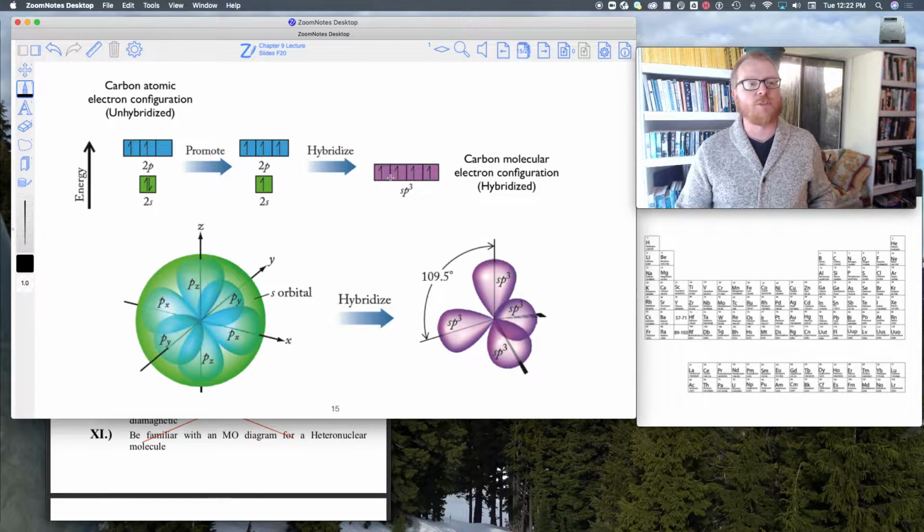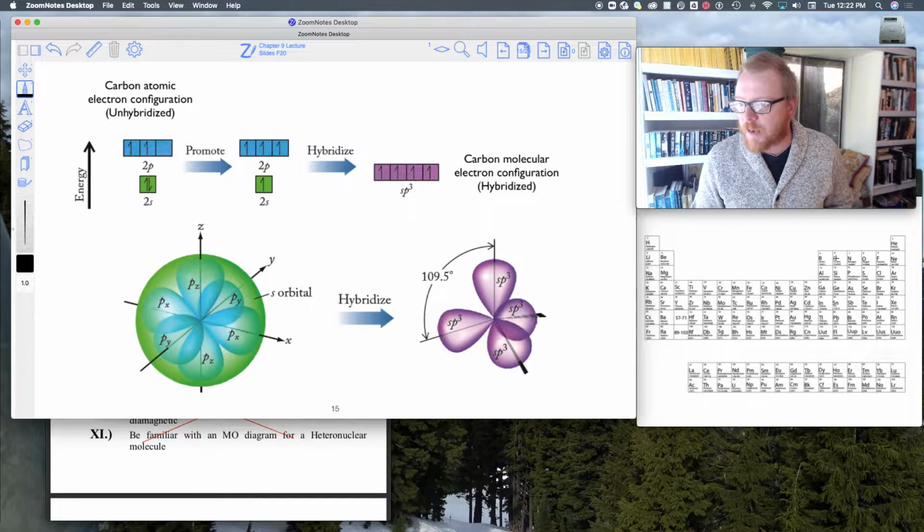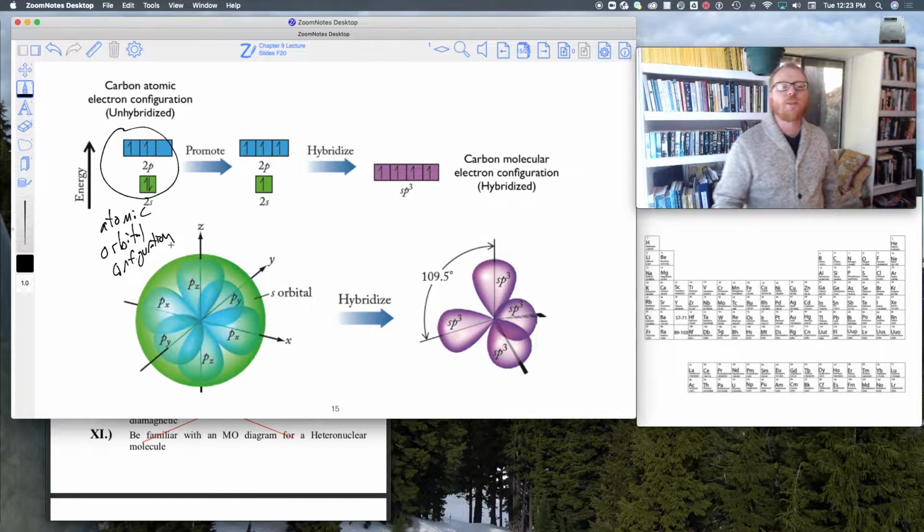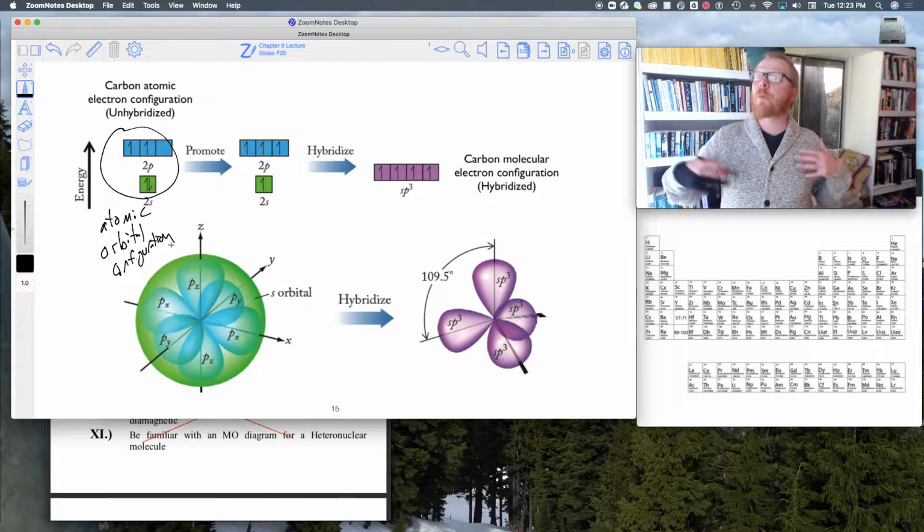So what happens with this? Well, we know from carbon, right, here's my periodic table, 4 valence electrons, 1, 2, 3, 4. And that's going to be 2s2, 2p2, as you can see right here. All right, so I'll call this the atomic orbital configuration, or the electron configuration, right? Configuration.